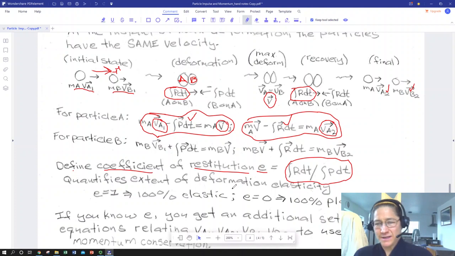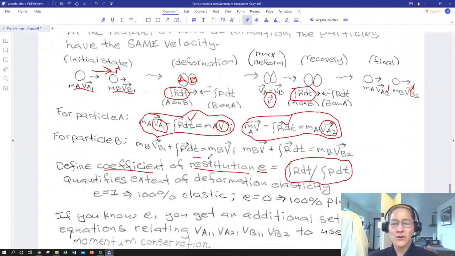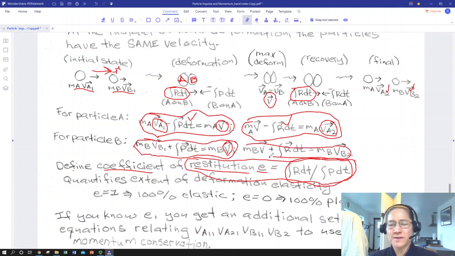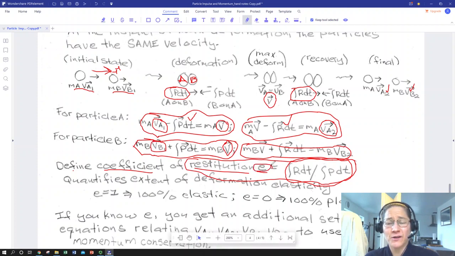And what we end up with is enough equations by using our known value of E for the coefficient of restitution, the knowledge that this V at max deformation is the same for A and B, and what effectively becomes expressions for conservation of linear momentum. And now, if we know all of those things and we're willing to rearrange the math, if we know VA1 and VB1, and we know E, we can use all of these expressions to get VA2 and VB2.